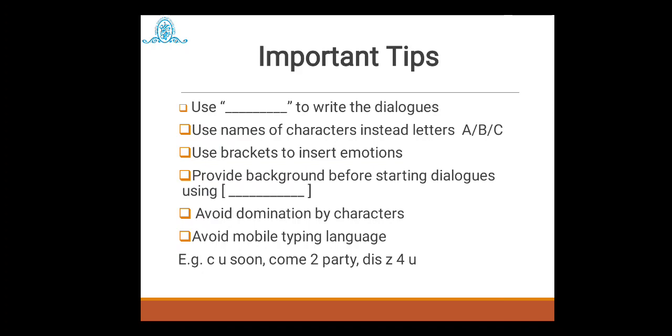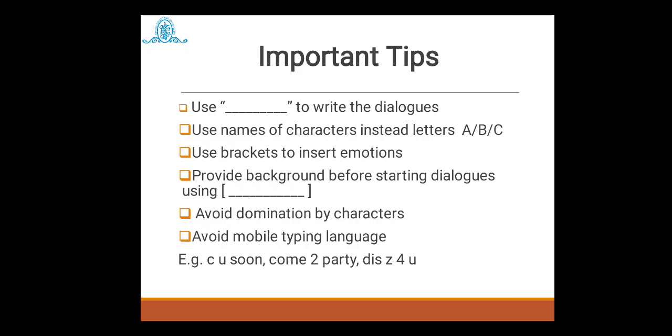Avoid domination by characters. In your dialogue writing, you have to avoid that only one person speaks and another person is nodding and saying yes or no like that. So avoid domination created by any character. Every person should have the same opportunity to say something about the statements. And very important here, avoid mobile typing language.